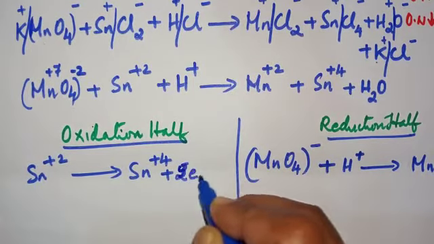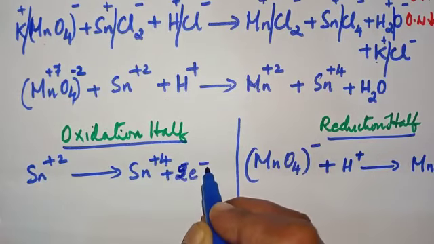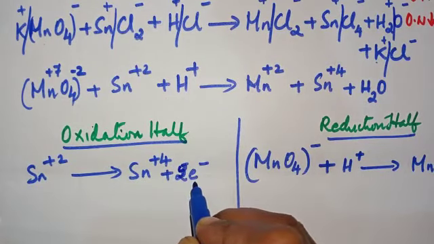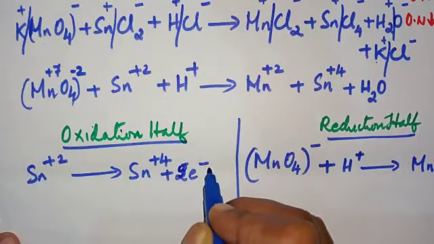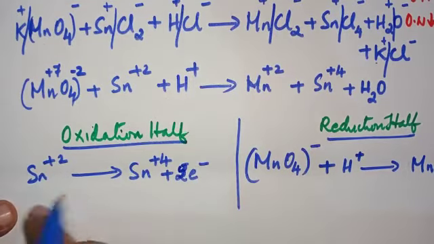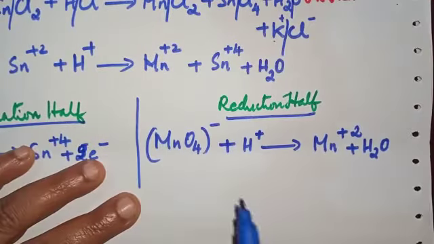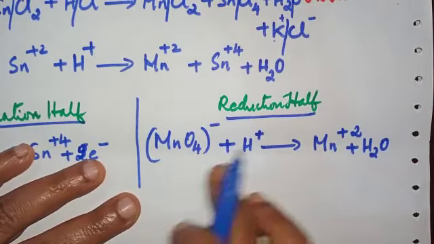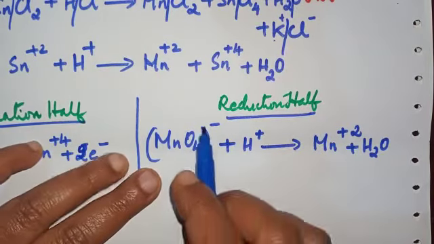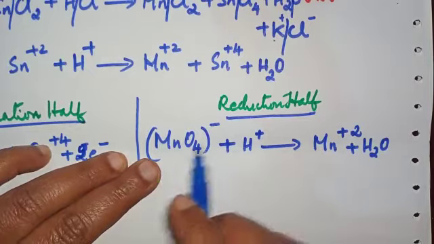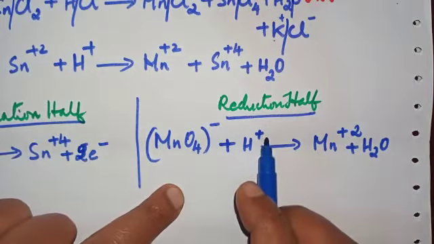Yes, 2 electrons. So electron, we know the charge is minus. For 1 electron the charge is minus, so 2 electrons is 2 minus. So plus 4 minus 2 is what? Plus 2. So now here the charge is balanced. Okay. Yes. Now let us balance the atoms in the reduction half. So here manganese oxide, this ion, the charge is minus. And here H for hydrogen, plus.